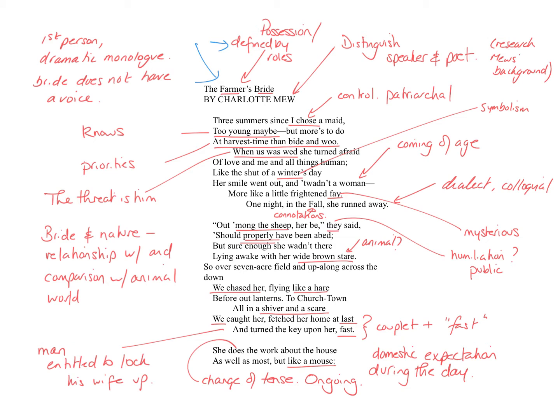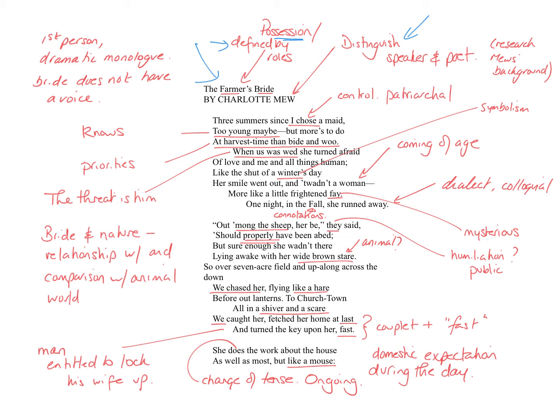So you have this title which defines our two major characters, including our speaker, by their roles. It also has more than an element of possession in it. The bride belongs to the father, and therein lies one of the main conflicts or the main issues in the poem. Now, next thing up, this idea of distinguish your speaker and your poet.